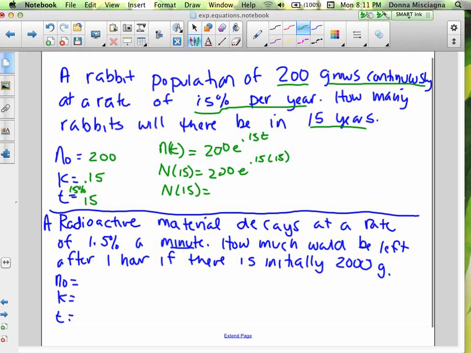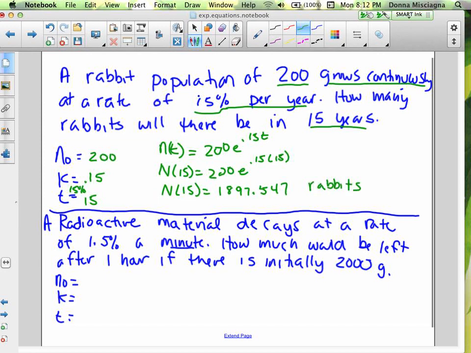I personally like to just take care of e and then just multiply it by the starting amount, especially when I'm holding a calculator with 2 fingers. 0.15 times 15, close my parentheses, equals, and then times 200 is, we have 1,897.547 bunnies or rabbits.